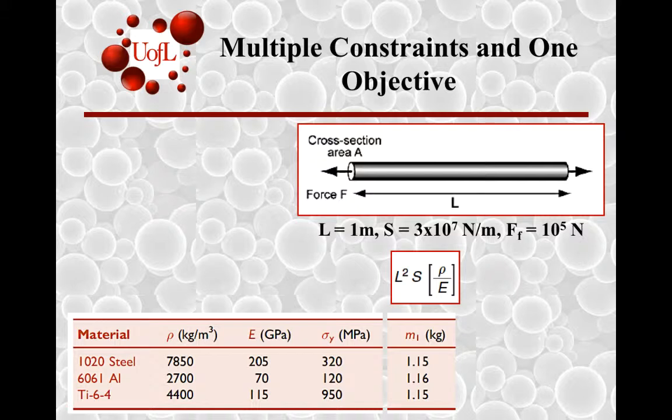And basically, if you pay attention to the fact that E is in gigapascals, you will be able to get a number that is about 1.15 for not only steel, but roughly the same for aluminum and titanium. 6 aluminum, 4 vanadium. That's what Ti64 stands for.